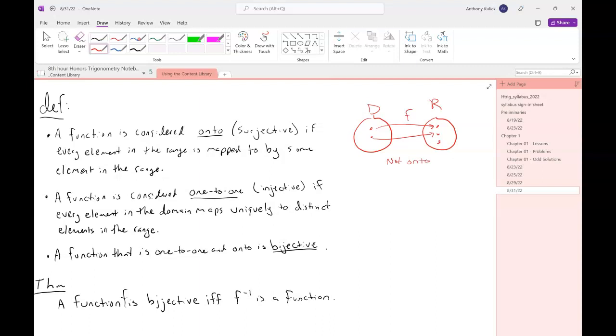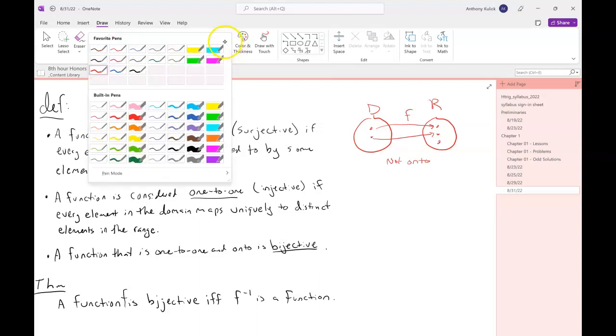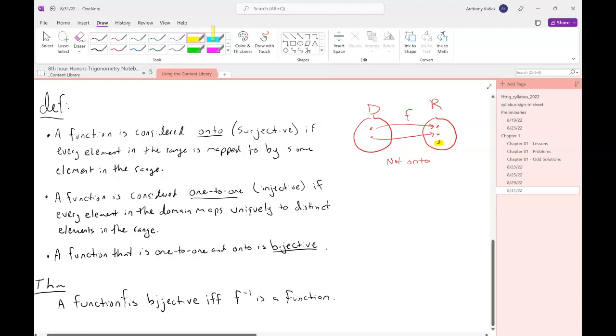So here's an example of a function that's not onto. You can see that it's not onto because we have some element in the range that is not mapped to. Everybody's okay with that?